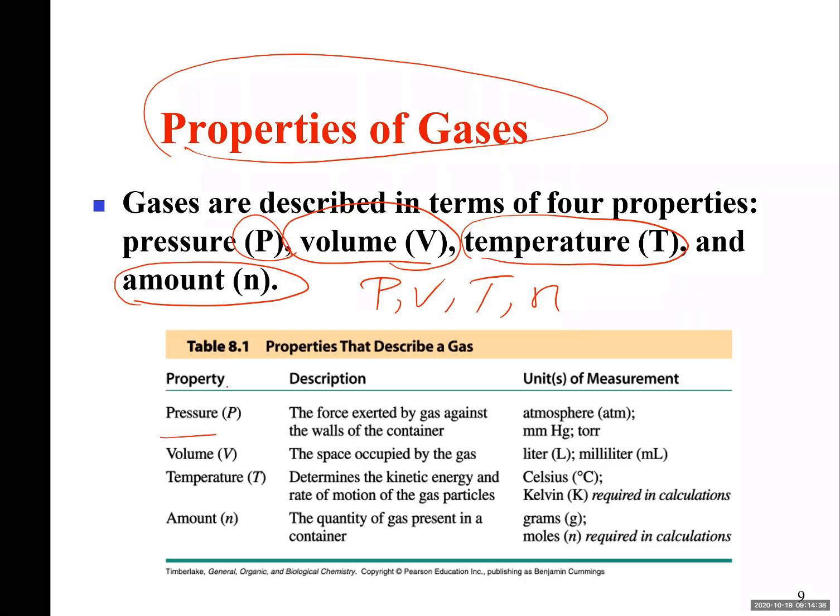And how do we measure pressure of gases? By atmosphere or millimeter of mercury, or it's called torr. Millimeter of mercury is the same as torr. How do we measure volume of gases? Well, you are familiar with milliliter and liter. And how do we state temperature of gases mixture? Well, we use Celsius or Kelvin.